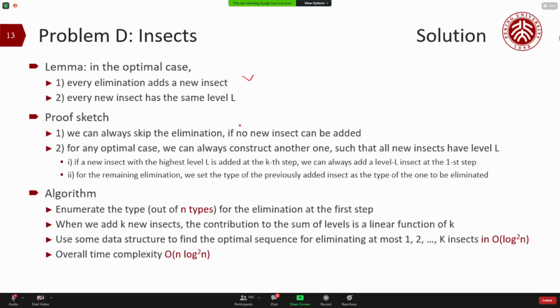So how can we derive this property? For any optimal case, we can always construct another optimal one such that all new insects have the level L. So what's the L?